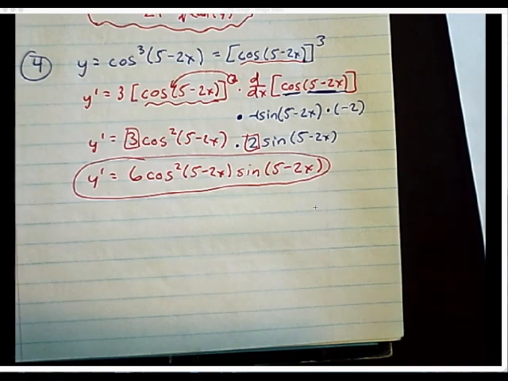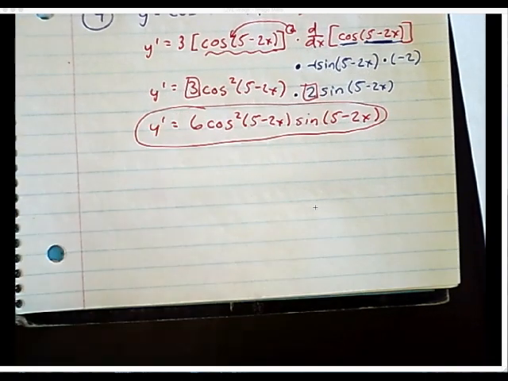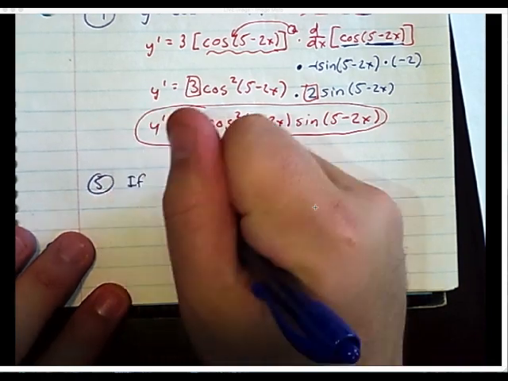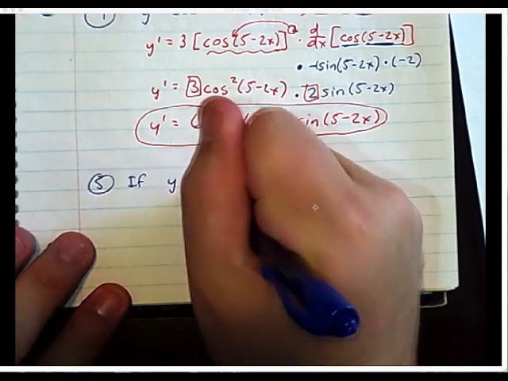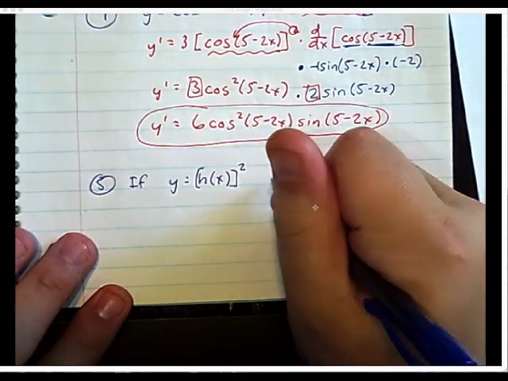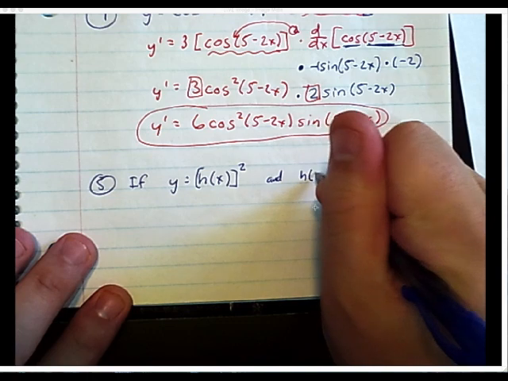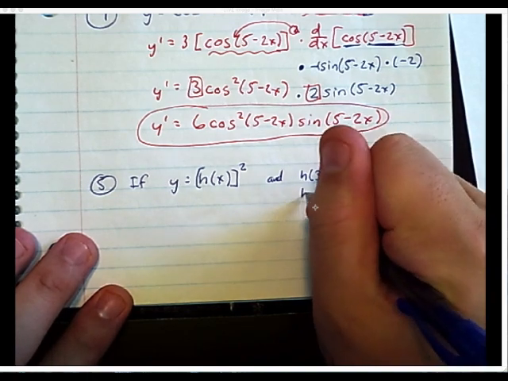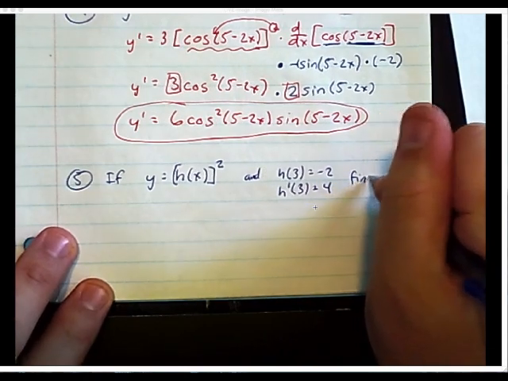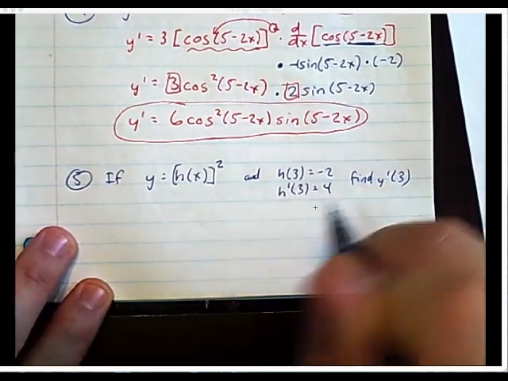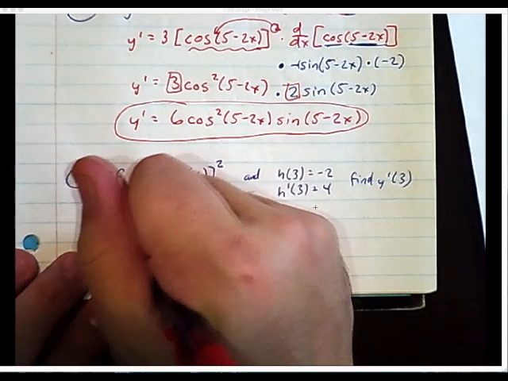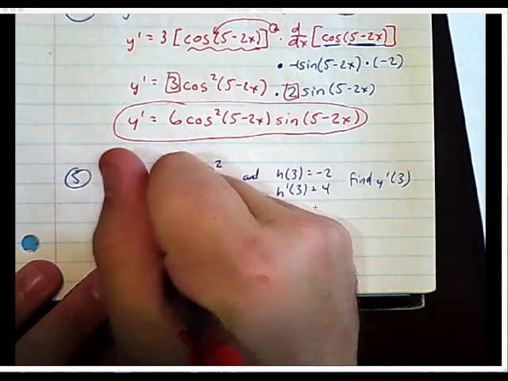All right, let's try the next problem. Number 5. It says if y equals the function h of x quantity squared and h of 3 equals negative 2 and h prime of 3 equals 4, find y prime of 3. So before I can find y prime of 3, I need to find y prime for all of x. So I first need to find y prime of x.